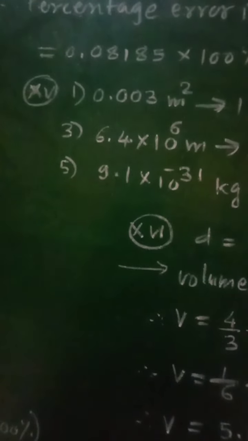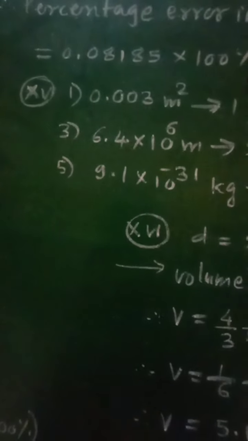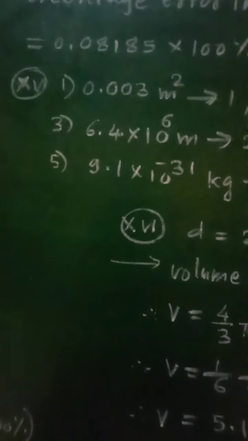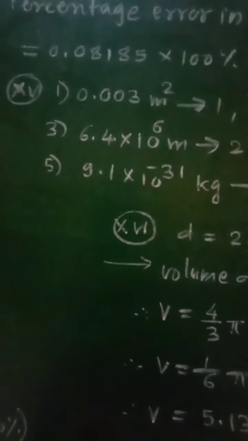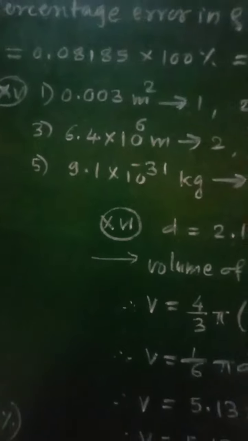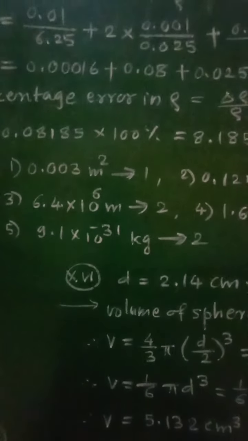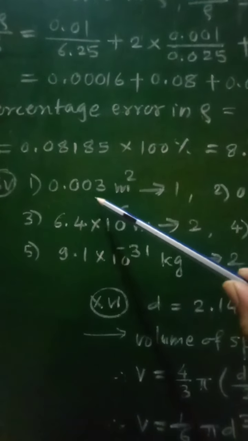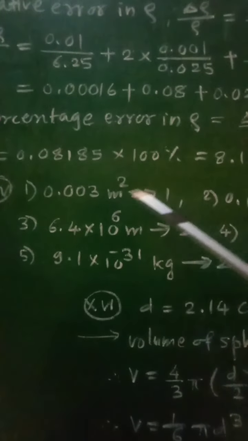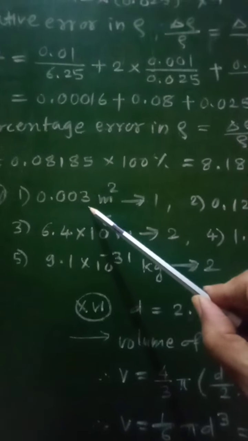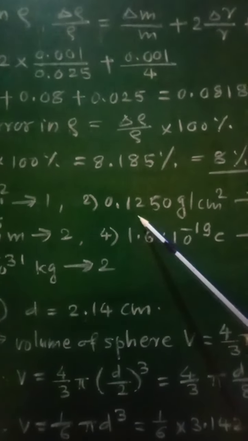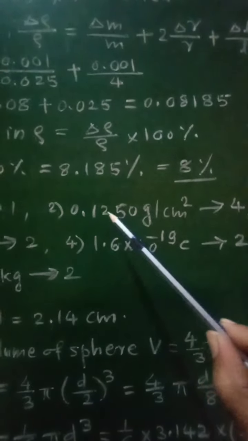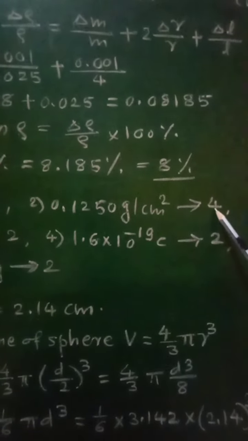Similarly, 6.4 into 10 raised to 6 meter, 1.6 into 10 raised to minus 19 coulomb, and 9.1 into 10 raised to minus 31 kilogram. For these 5 measurements, we will have to write the significant figures. As the first number is 0.003, it contains only one significant figure, that is 3. For the second, 0.1250, there will be 4 significant figures, 1250.